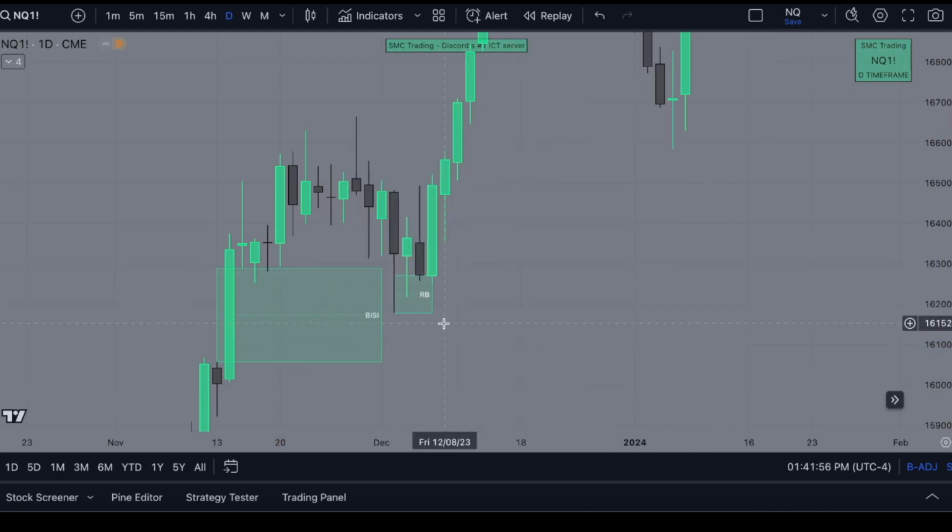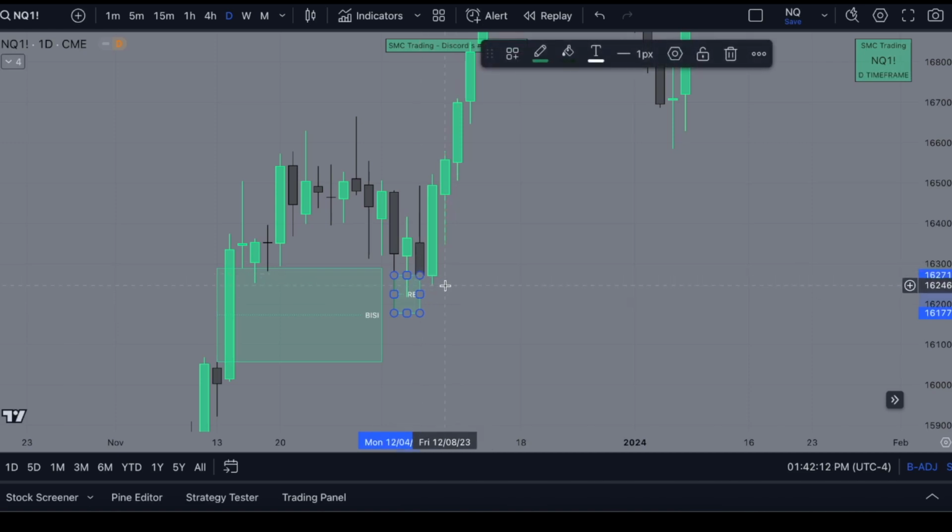So in theory, it's very simple. We respected this BISI multiple times, showing a bullish bias. We actually could have drawn this as the rejection block and took our entry here at this candle's low, or a lower time frame PD array.